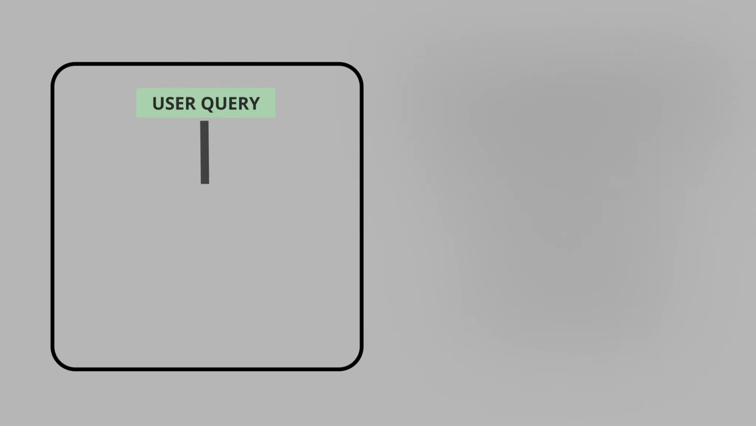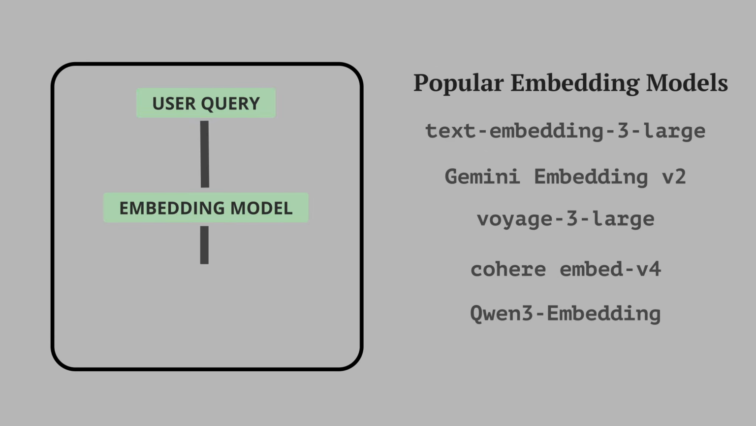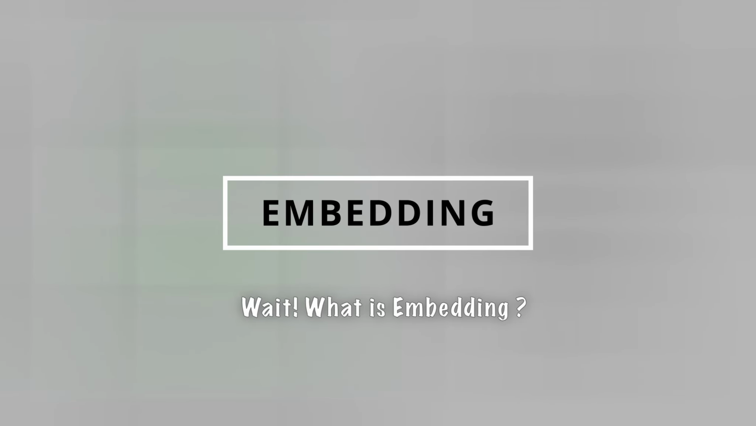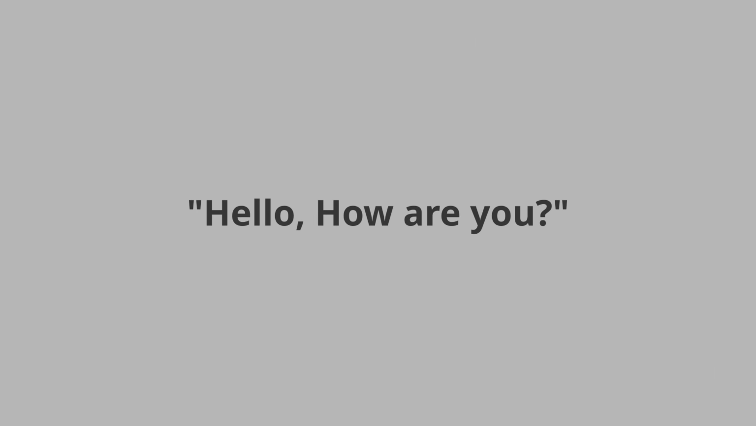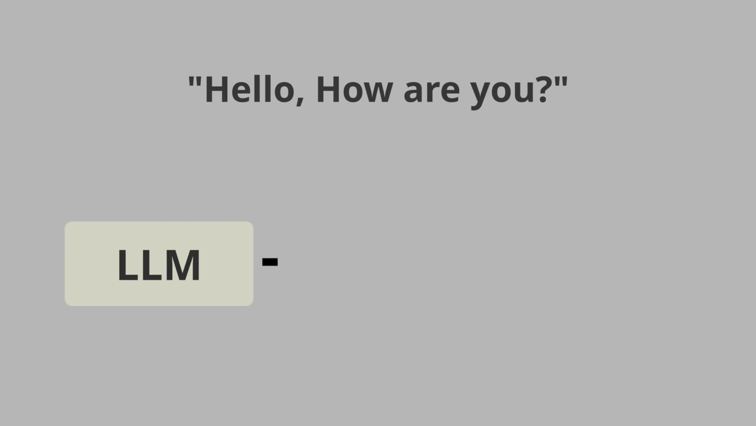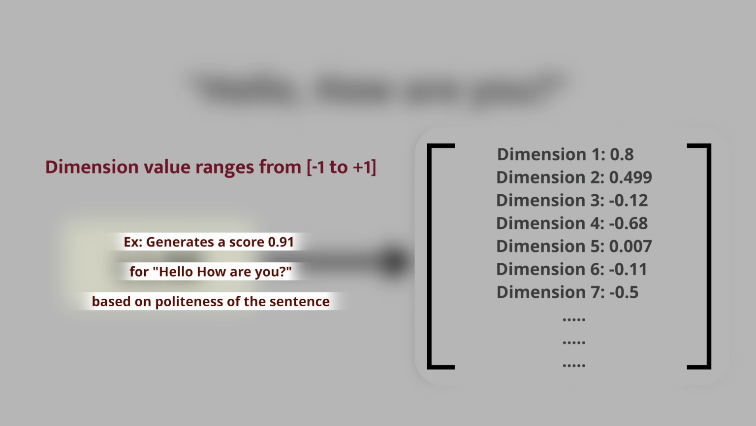Here is how. The user prompt first goes to an embedding model, like OpenAI text embedding or Gemini embeddings and some other models. These models convert the user query into a numerical vector format called embeddings. I know, you are probably thinking, wait, what exactly are embeddings? Let's simplify this. Suppose we have this sentence, hello, how are you? To humans, it looks like simple text, but to AI systems, this text is mathematically represented across hundreds or thousands of dimensions. Each dimension captures some hidden meaning of the sentence with values ranging from -1 to +1.